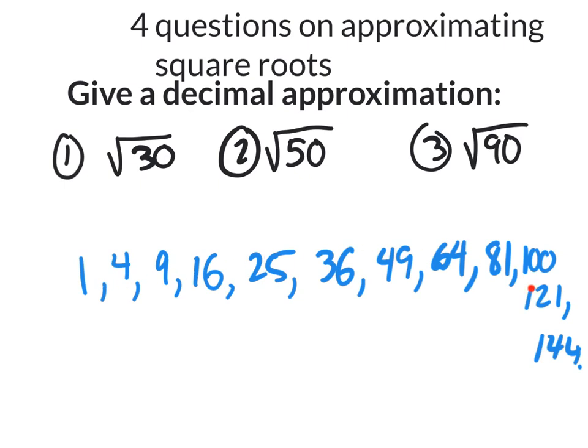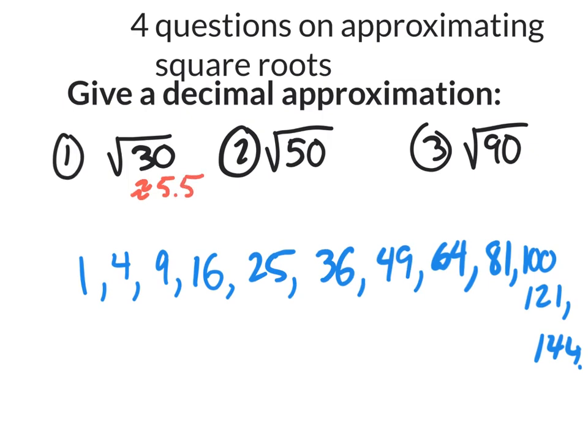Now, once you have this perfect square number list, you could be like, okay, where's the square root of 30 in terms of this list? It's between 25 and 36. Is it really close to 25? No. Is it really close to 36? No. So it's pretty much in the middle. The square root of 25 is 5, and the square root of 36 is 6, so what's your answer going to be that's in between 5 and 6? Approximately 5.5. Does that make sense?